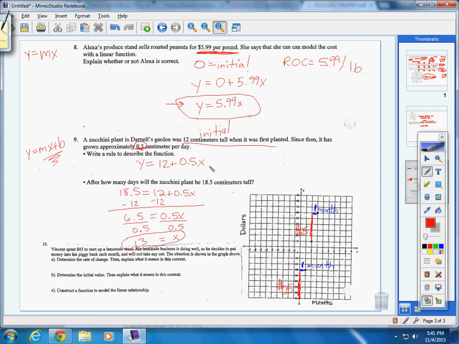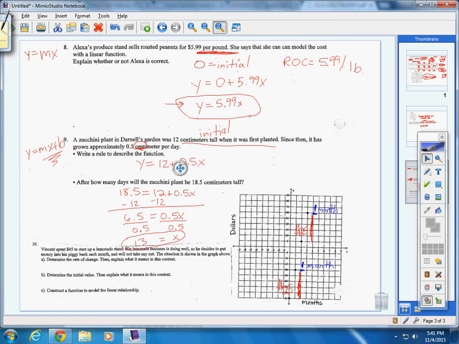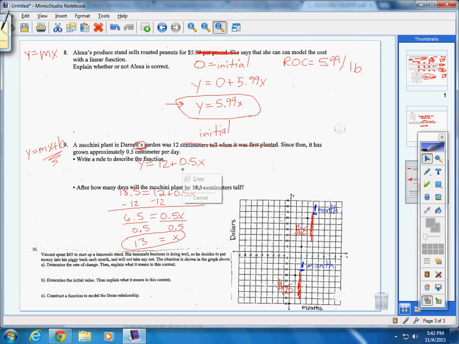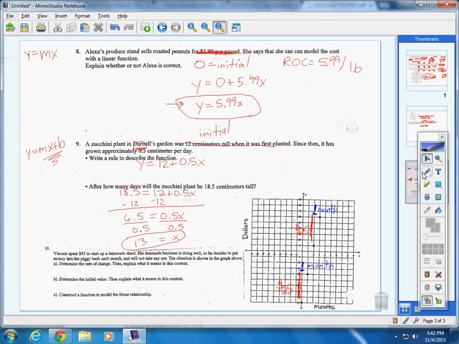You should be able to check that. Go back up. Starts at 12. You should count. Add 0.5 plus 0.5 plus 0.5 plus 0.5. You do it 13 times, and it should get you to 18.5. All right, on to the last one here, number 10.